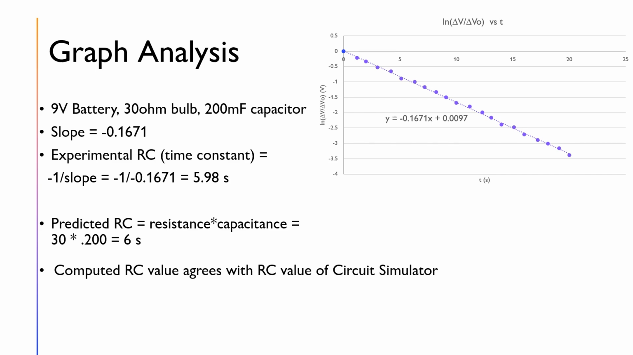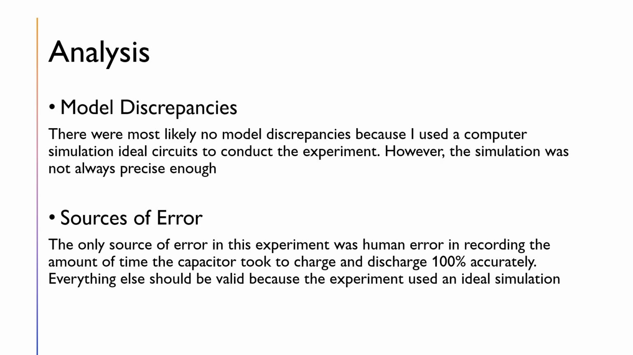Model discrepancies: there are most likely no model discrepancies because I used a computer simulation of ideal circuits to conduct the experiment. However, the simulation was not always precise enough. Source of error: the only source of error in the experiment was human error, in the amount of time the capacitor took to charge and discharge. Everything else should be valid because the experiment used an ideal simulation. What if you're doing this in a lab in real life and use an actual ammeter instead of an ideal simulated one?